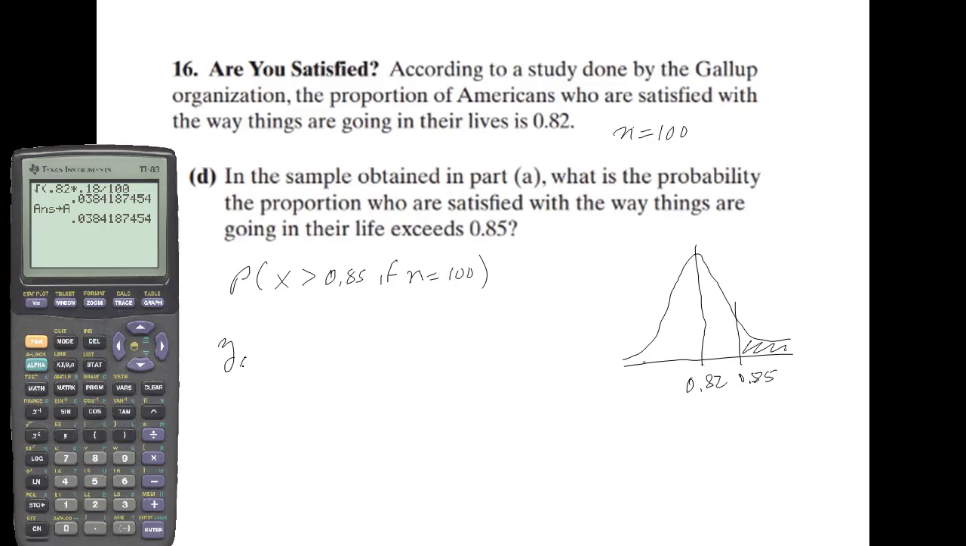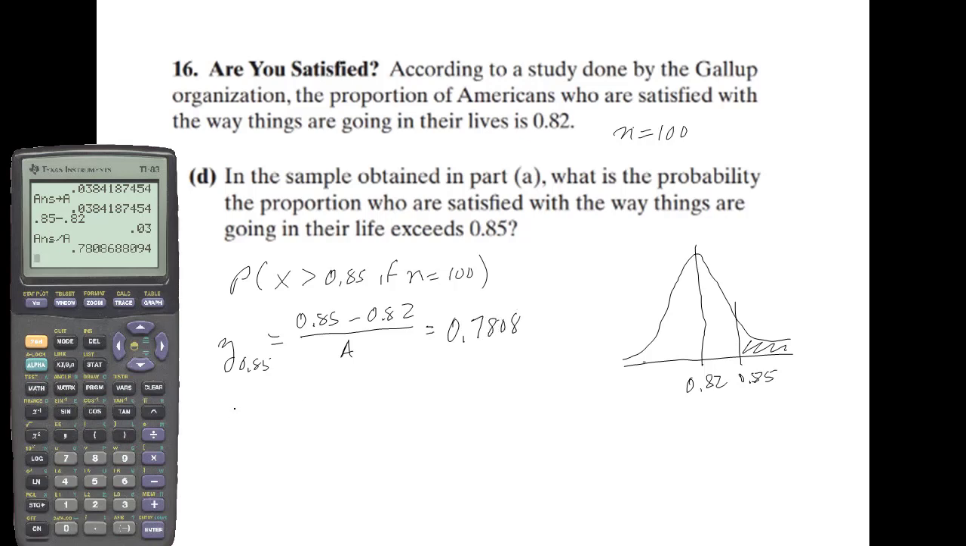So I want to find z of 0.85, and that's going to be 0.85 minus 0.82 all over sigma, because I found that in the previous problem here. So I'm going to go 0.85 minus 0.82, get that, and divide by sigma. So I got that number, and that's 0.7808. So I'm going to look at the probability that Z is greater than 0.78.